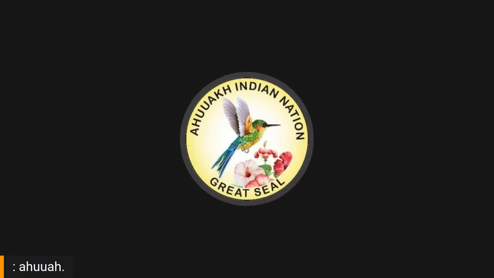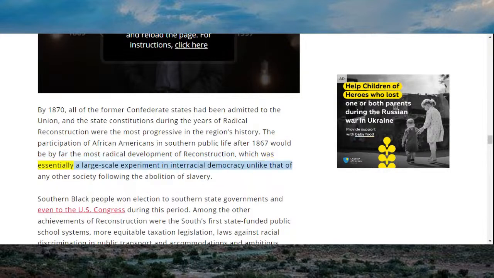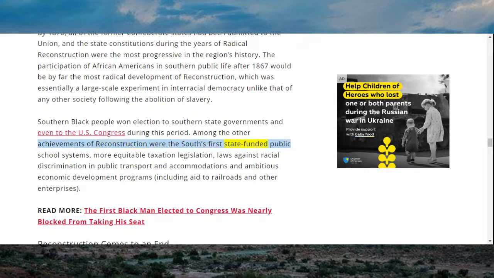By 1870, all of the former Confederate states had been admitted to the Union, and the state constitutions, during the years of radical Reconstruction, were the most progressive in the region's history. The participation of African Americans in Southern public life after 1867 would be by far the most radical development of Reconstruction, which was essentially a large-scale experiment in interracial democracy unlike that of any other society following the abolition of slavery. Southern Black people won election to Southern state governments and even to the U.S. Congress during this period. Among the other achievements of Reconstruction were the South's first state-funded public school systems, more equitable taxation legislation, laws against racial discrimination in public transport and accommodations, and ambitious economic development programs, including aid to railroads and other enterprises.